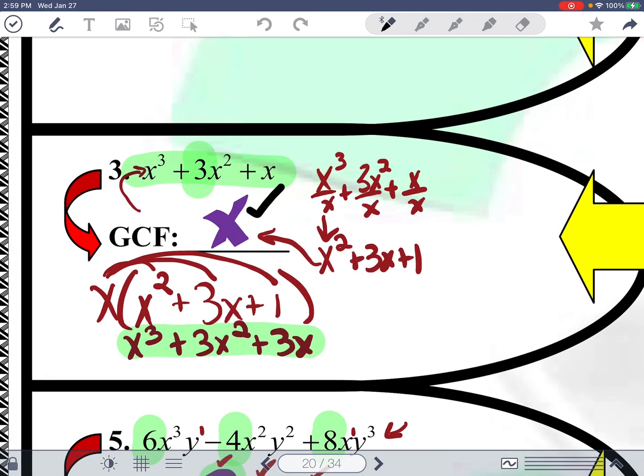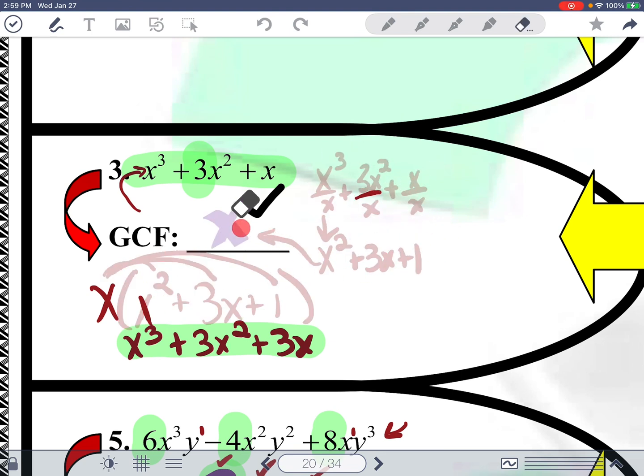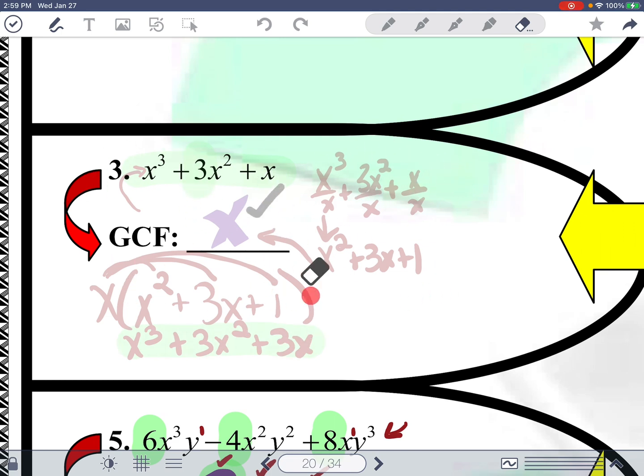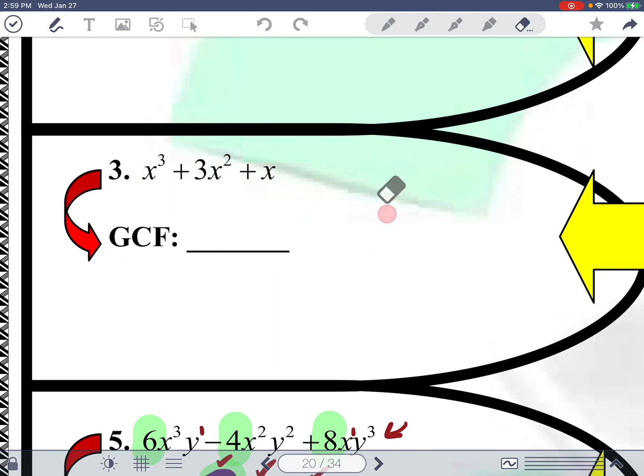Number 3, I'll go over this one, and then I will just show you the answers, and you guys can try them and then look at the answers, okay? So here I've got a 3-term polynomial. The highest degree is 3, so it's cubic, and it's got 3 terms, and I'm looking for the greatest common factor. Well, the first thing I look at are the coefficients, which are 1, 3, and 1. Well, what's the largest number that will divide into 1, 3, and 1 with no remainder? Well, it's 1. That's all it can be.